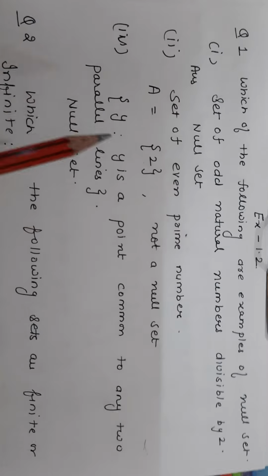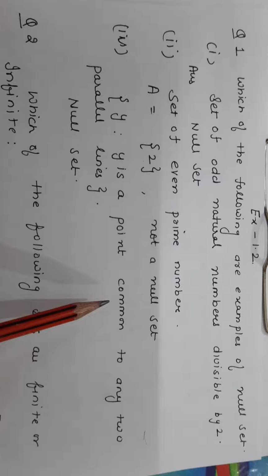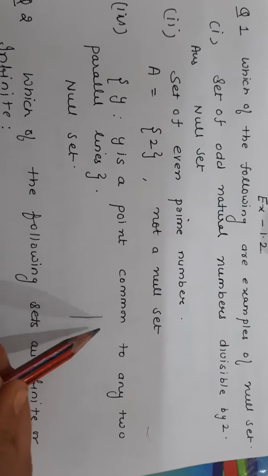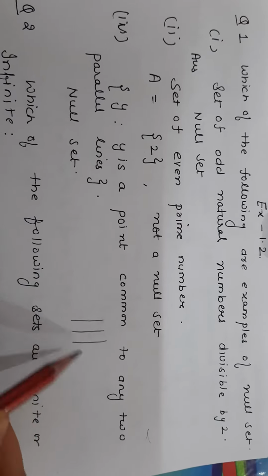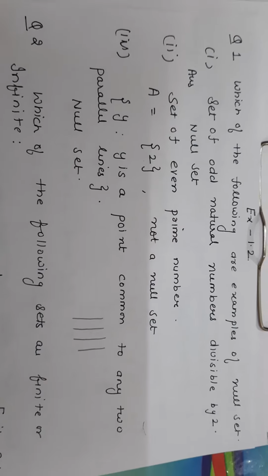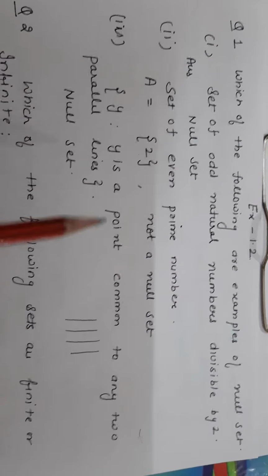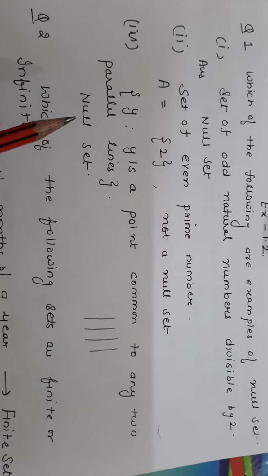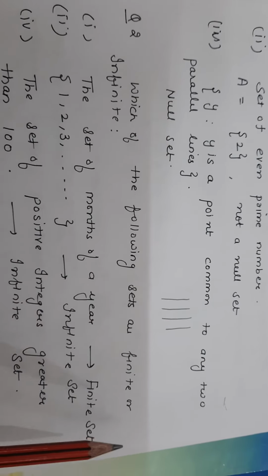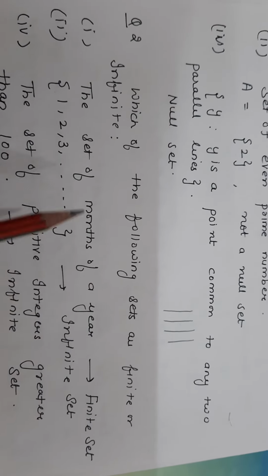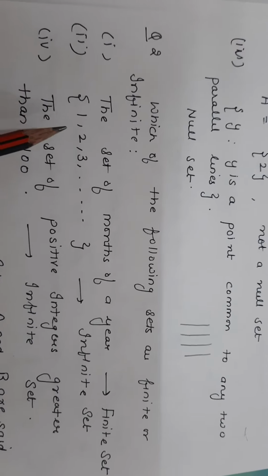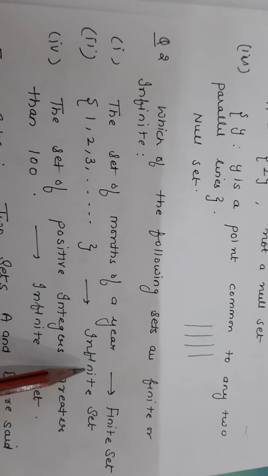Now the fourth part, Y. Y is a point which is common to any two parallel lines. Just look here. These are parallel lines. Clearly these parallel lines do not contain any common point. So this set does not contain any element, so this is also an example of a null set. Second question, which of the following sets are finite and which are infinite? The set of months of a year. There are 12 months in a year, so this is a finite set. Next, 1, 2, 3, and so on. This is the natural numbers set, so this is an infinite set.